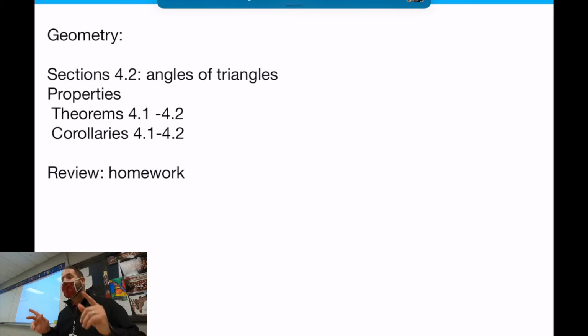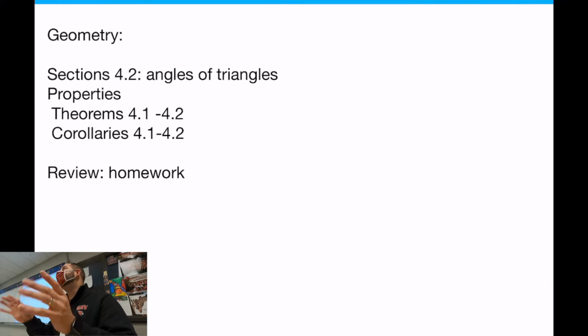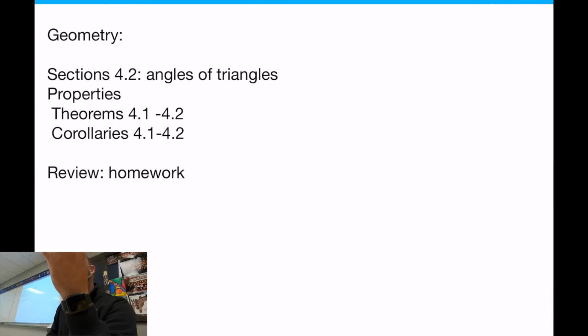Yeah, sorry, good. So here's what we're doing today. We are going to be looking at angles, finding missing angles on triangles, but using the 4 properties we talked about on Friday.